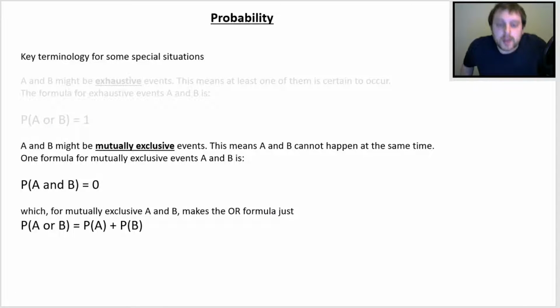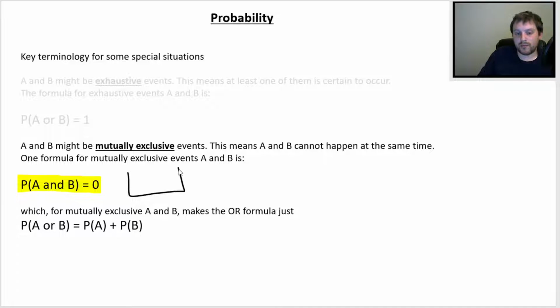Okay. Another one, so the second thing is that A and B might be mutually exclusive. So you've probably heard of this one. You might not have heard of exhaustive, but you've probably heard of mutually exclusive. So this is a special situation where it would mean that A and B, it's impossible for them to happen at the same time. So there's two equivalent things you can write down. The most common one is just that the probability of A and B, remember that's the middle, would be 0.